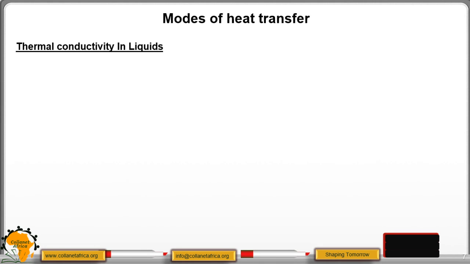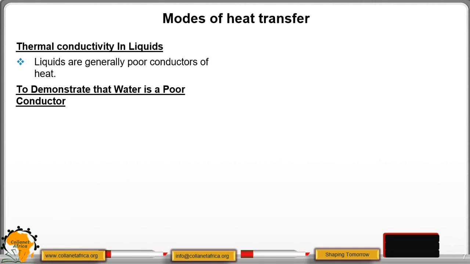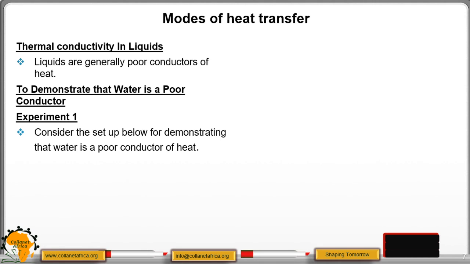Then we have thermal conductivity in liquids. We know that liquids are poor conductors of heat. So in our experiment 1, we want to demonstrate that water is a poor conductor of heat. We have the arrangement here. We have ice that is wrapped with a wire gauze, and this is to make sure that ice remains at the bottom. Then we have water, and we are heating the water at the top.